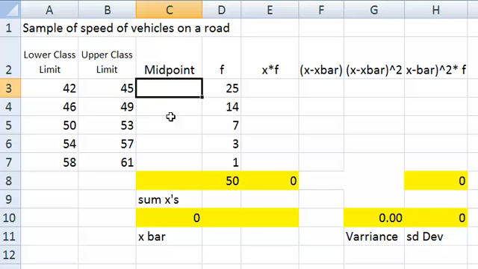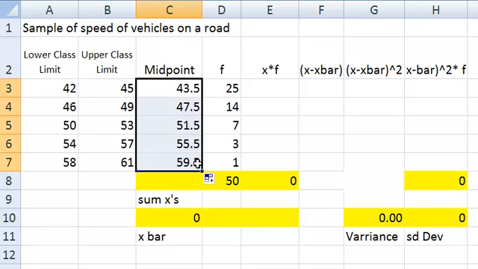So we type equals, and in parentheses, since we need to add before we do anything else, we are going to add the upper and lower class limits together and then divide by 2. That'll give us the average. And so we have a midpoint for each class.